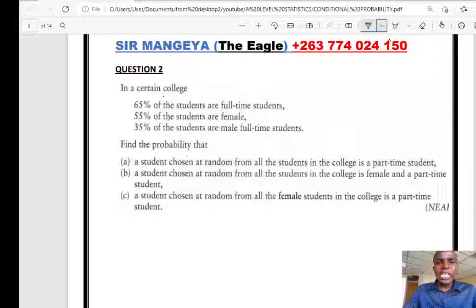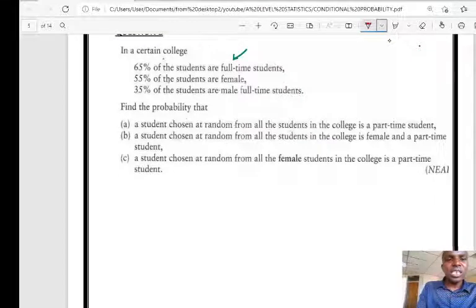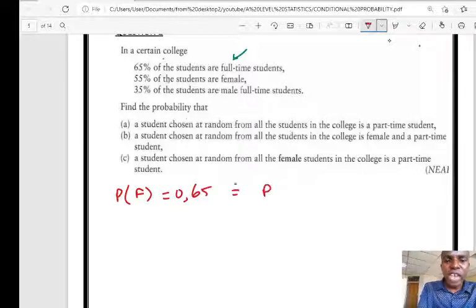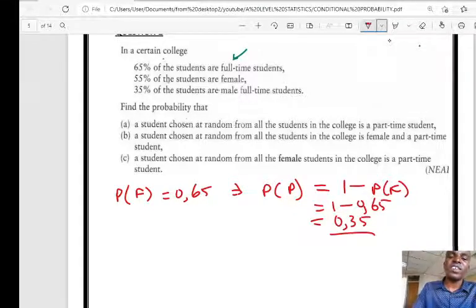Part-time student. So it's either they are full-time or part-time. We're given that full-time they are 65%, which means part-time is 100% minus that. If you write the probability of full-time as 0.65, then the probability of not full-time, that is part-time, is equal to 1 minus the probability of full-time, which is 1 minus 0.65, which is equal to 0.35. Then next question, part B.